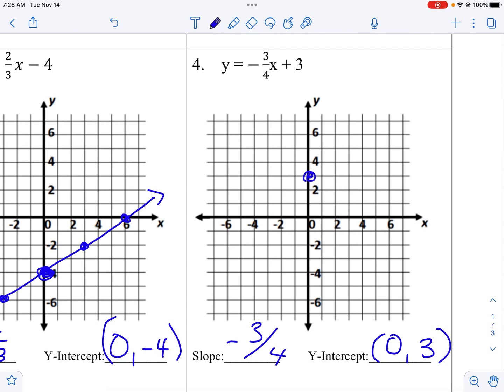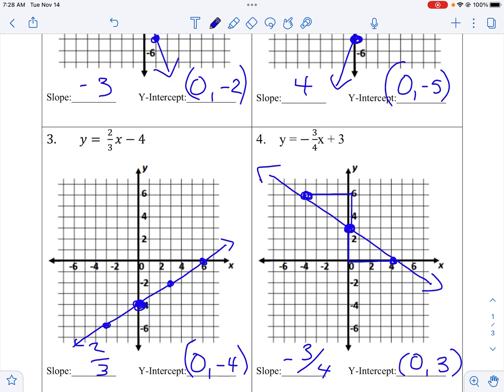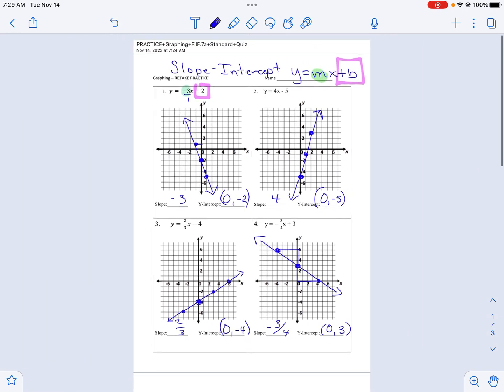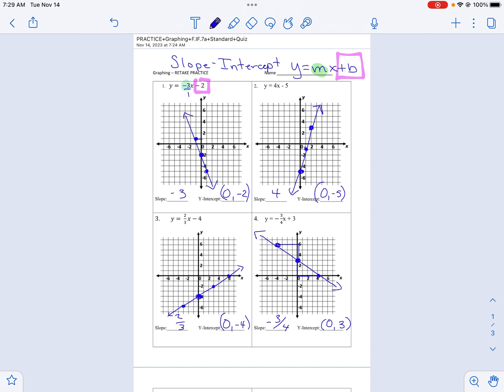So again, we're going to start at +3, so that would be up here this time. And our slope is -3 over 4, so that would be down 3 over 4. Or it could be up 3 and backwards 4. So we have nice 3 dots there in a row, and I have them connected. Okay, so then again, here is the solutions at the end. So for the practice quiz, slope-intercept form, this is how they would be graphed.